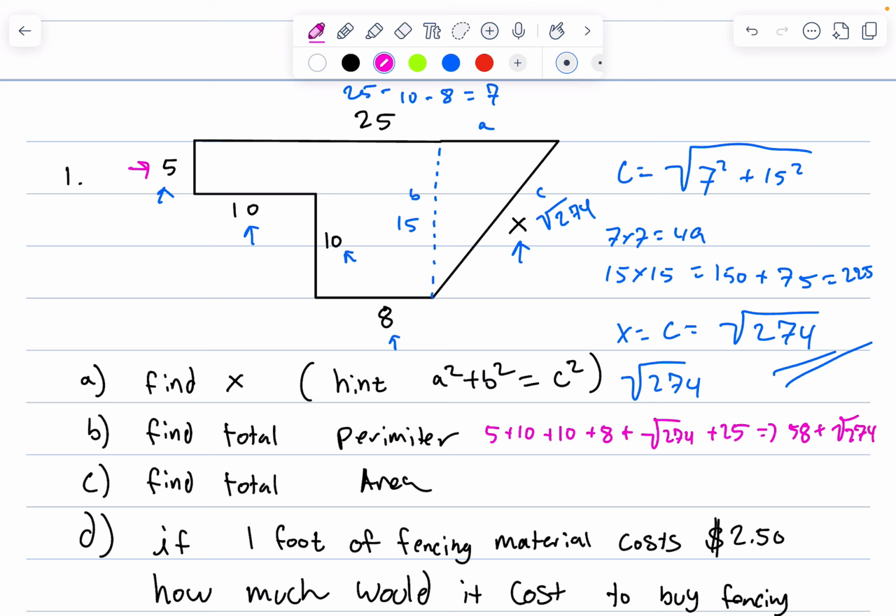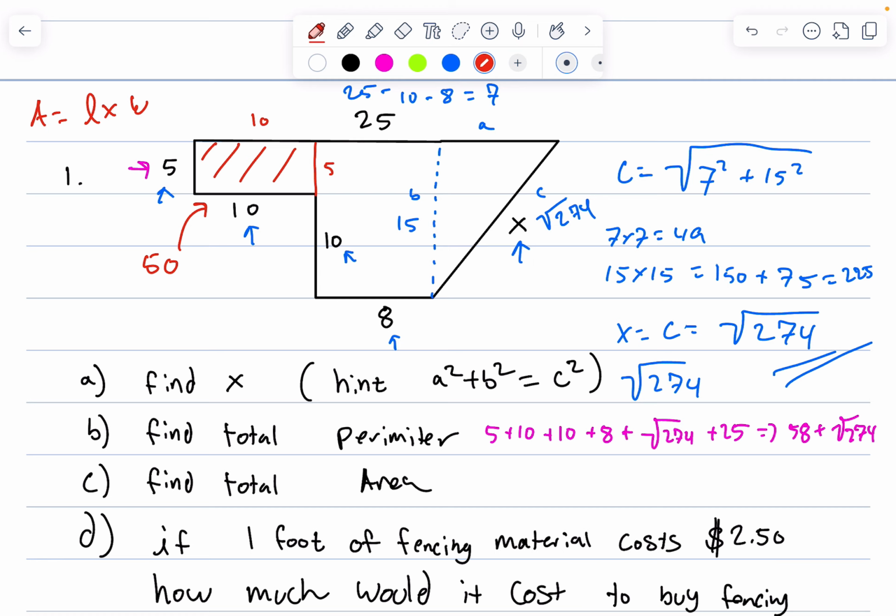Okay. Area. This one's a little bit easier to do. As far as area goes, let's start blocking things off, in terms of squares. I'll do this one in red. This one right here, we're going to block it off. This is a 5 by 10 rectangle. So the area of this is 50, right? Because for rectangles, area is equal to length times width. We went through that last time.